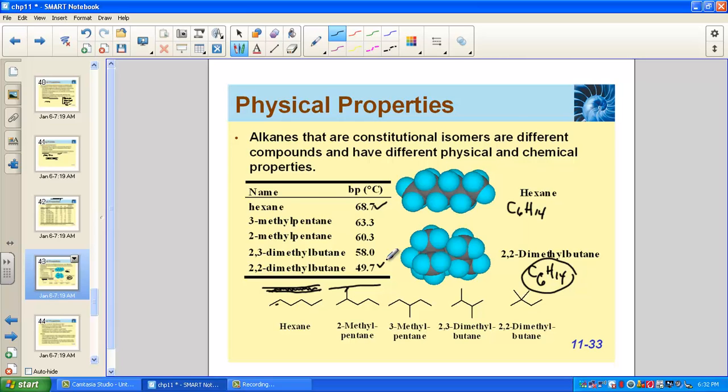It doesn't take as much energy to cause a branched chain to boil. There's not as many intermolecular attractions to overcome, and the liquid will turn to the gaseous phase quite readily. The more branches there are in the chain, the fewer the dispersion forces, the lower the boiling point.